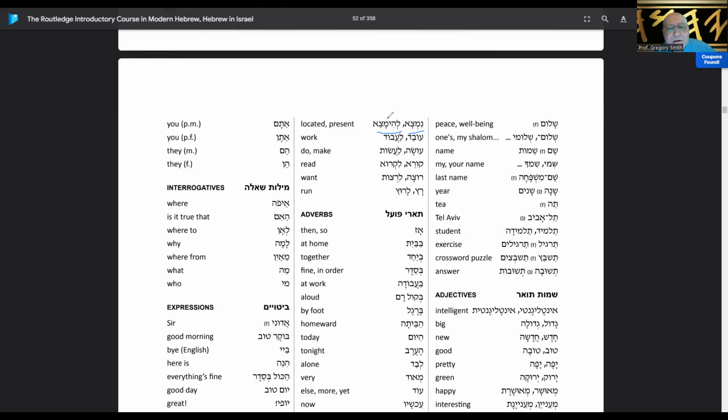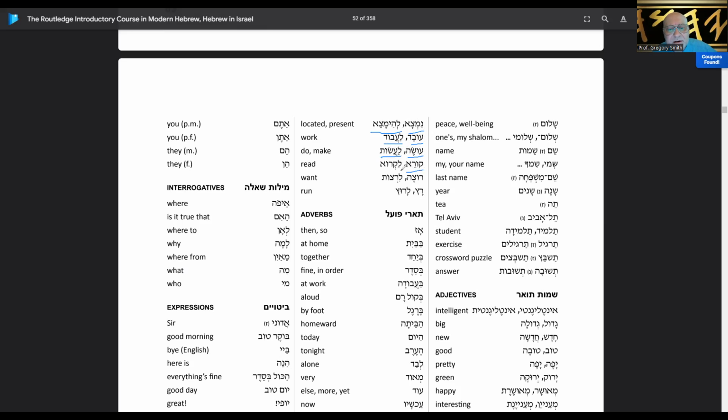Nimsa, look at this one, lahi matse, to locate. Nimsa is located. Oved or la'avod, work or to work. Osa or la'asot means to do or to make, like oseh shalom, oseh shalom bimromav, hu ya'aseh shalom aleinu, something like that. And then la'asot, to do or make.